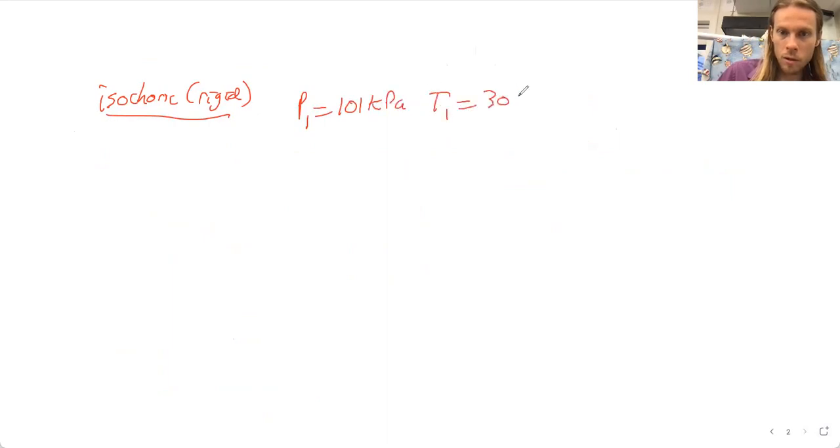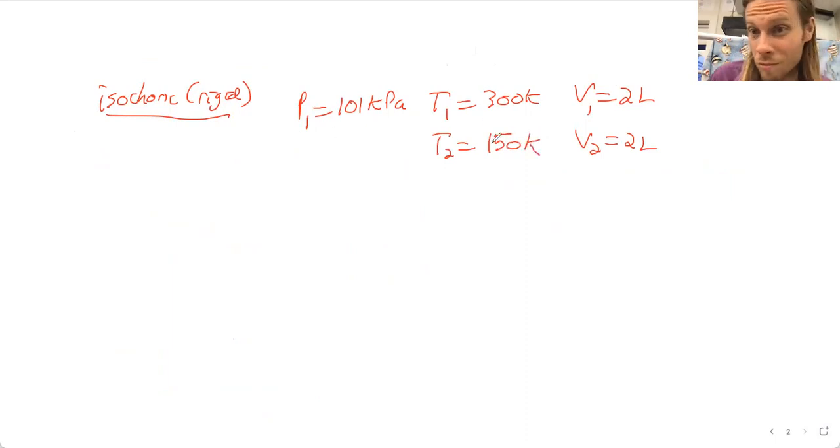T1 is 300 Kelvin, and the volume V1 is, let's say, 2 liters. Let's keep it the same because it's a rigid container. Cool it down to, let's pick an easy number, 150 Kelvin. So that's cold. The pressure will drop by half to 50.5 kPa. I did that kind of quickly, but you can figure that out.